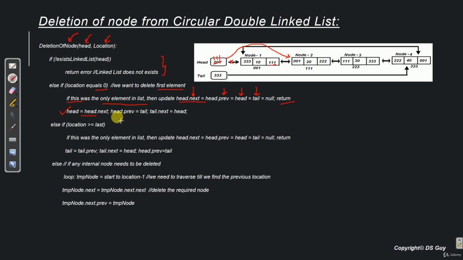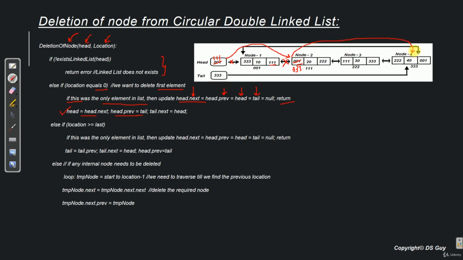After that, head.previous is equal to tail. Right now head is 111. What is head.previous? It is 001. So we have to update this and make it 333, which is tail. Why are we doing that? So that we can disconnect node 2 and 1, and node 2 becomes the first node which starts pointing to node 4.